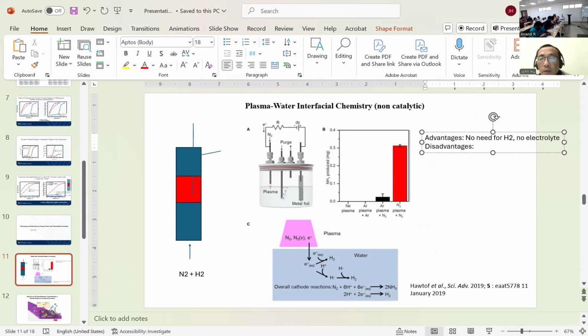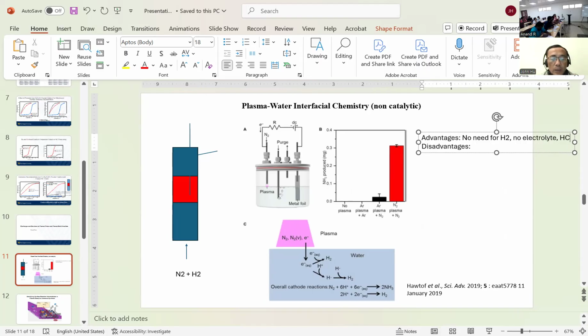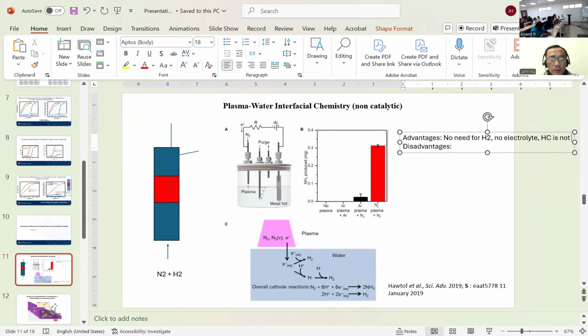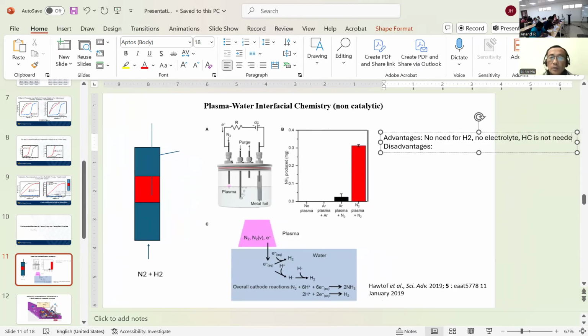What else? Fossil resources like methane or hydrocarbon resources are not required for synthesizing hydrogen. Hydrocarbon is not needed. Okay, cool, good.